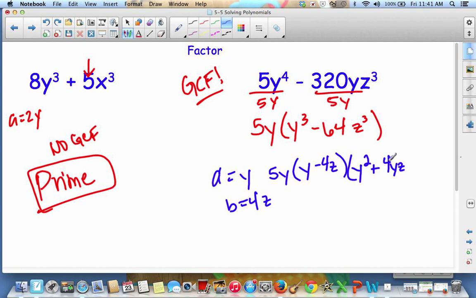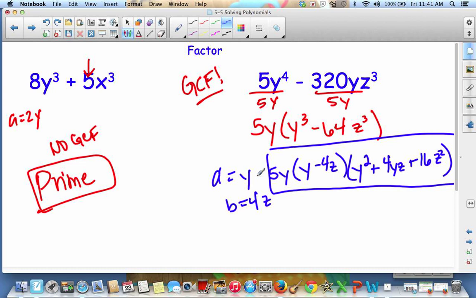And our last term is going to be b squared, so this is going to be 16z squared. And that will be our final answer. We can't forget about the 5y that we factored out in the beginning.